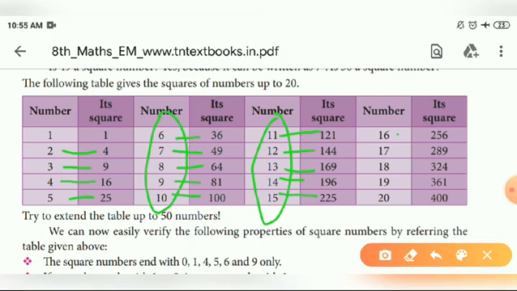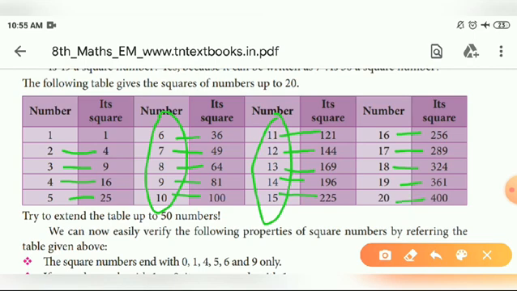16 squared means 16 16s are 256. 17 squared means 17 17s are 289. 18 squared means 18 18s are 324. 19 squared means 19 into 19, 19 19s are 361. 20 squared means 20 into 20, 400.